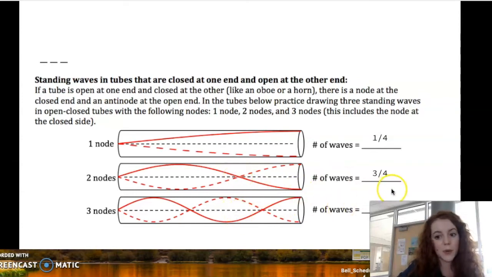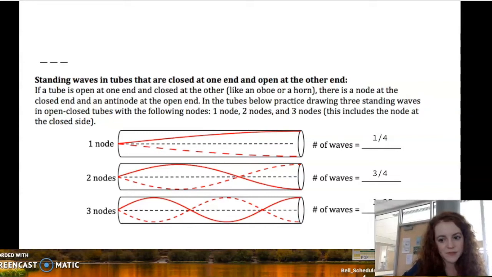And then this one, you're maybe seeing the pattern, 1/4, 3/4, 5/4, right? Add another half, so 1.25. Again, 2.5 bubbles divided by 2.